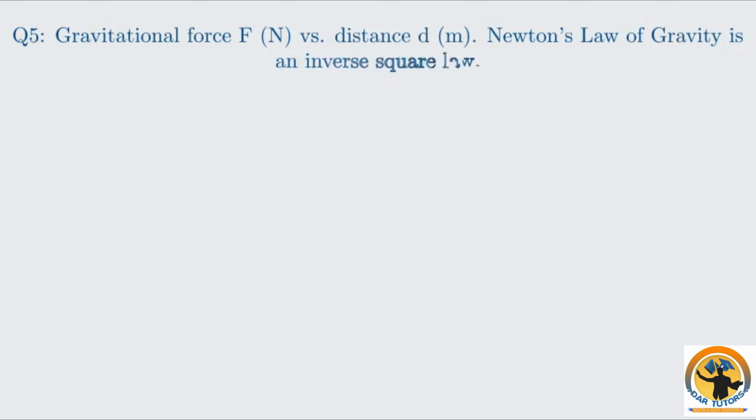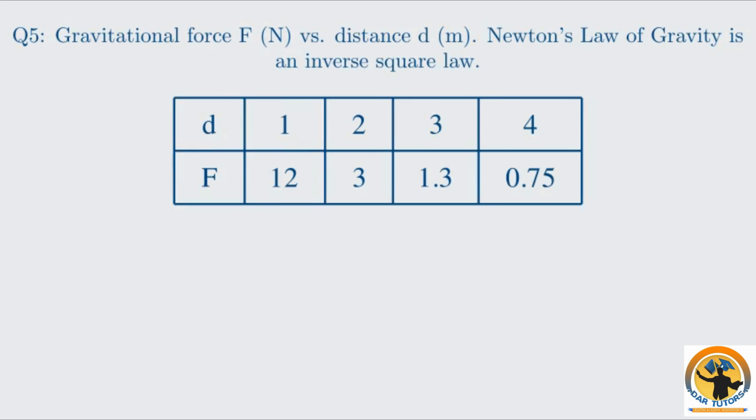Last question for our review. The force of gravity, F, between two objects is recorded at various distances, D. We need to find the inverse model that connects F and D. Newton's law of universal gravitation is a classic example of a power model, specifically an inverse square law. It states that force is proportional to the inverse square of the distance. This means the model should be of the form F equals k divided by D squared, or F equals k times D to the power of -2. This is a power model where the exponent n is -2.